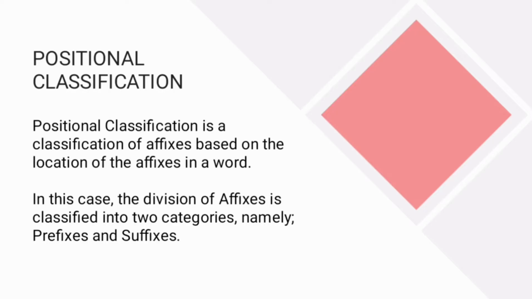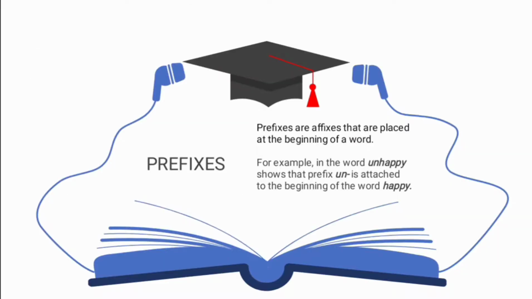So this is the definition of positional classification. Positional classification is a classification of affixes based on the location of the affixes in a word. In this case, the division of affixes is classified into two categories, namely prefixes and suffixes. So what are prefixes? Prefixes are affixes that are placed at the beginning of a word. For example, in the word unhappy, the prefix "un" is attached to the beginning of the word happy.